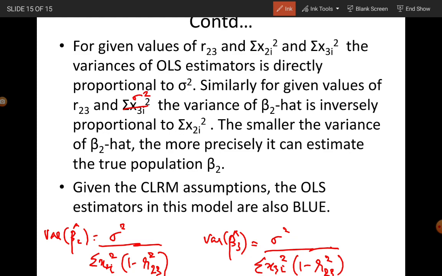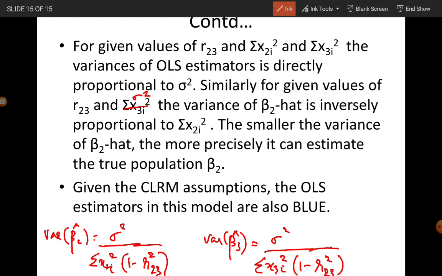Finally, given all the CLRM assumptions, these OLS estimators, whether we are talking about a 2-variable model, a 3-variable model, or a generalized k-variable regression model, will be BLUE, that is, they'll be linear, unbiased, and they will have the minimum variance among the entire class of linear unbiased estimators, which is, they are the best estimators, right?